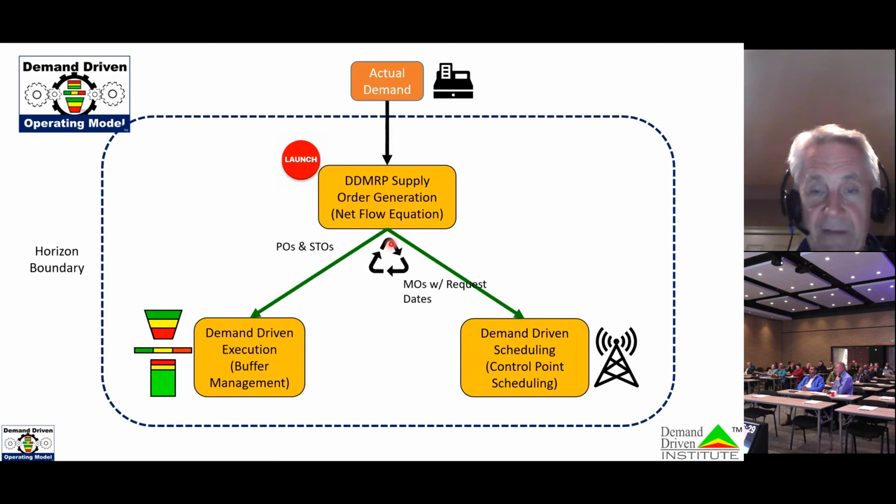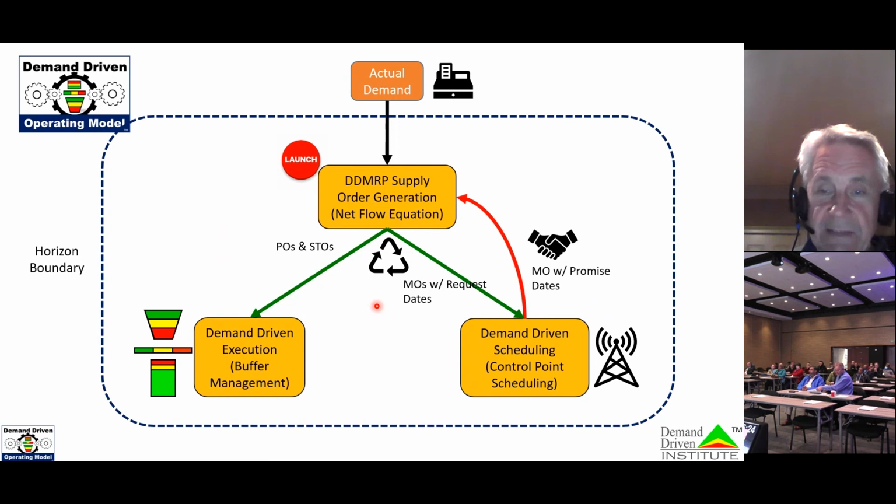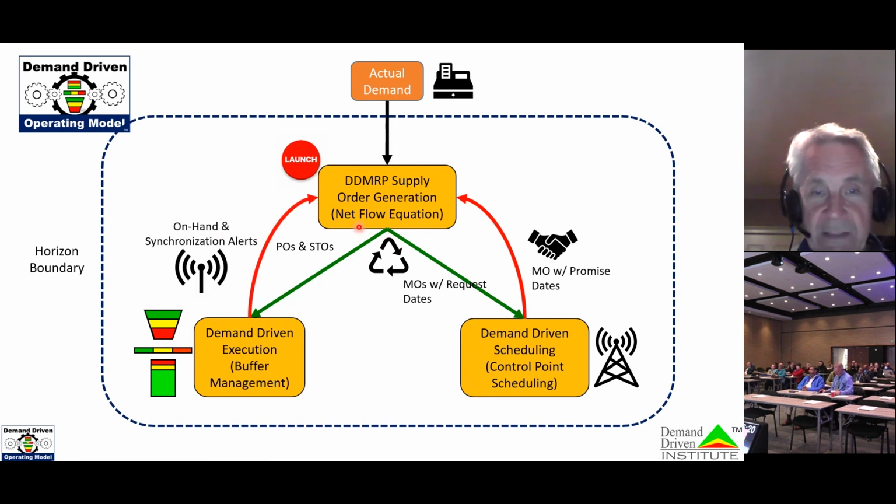Actual demand drives purchase orders and stock transfer orders for materials. We get manufacturing orders with request dates for our products. These then provide signaling loops because we get promise dates back, and we get synchronization alerts. So when we implement a DDOM with both the demand-driven capacity scheduling and the DDMRP elements, not only are there the core benefits that I've talked about in terms of time buffers and capacity buffers, but we're improving the signaling within the system because these help us focus our activities.